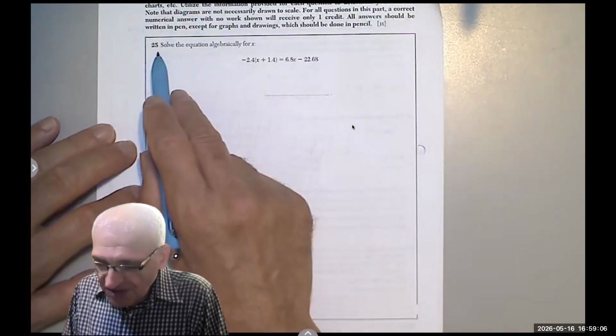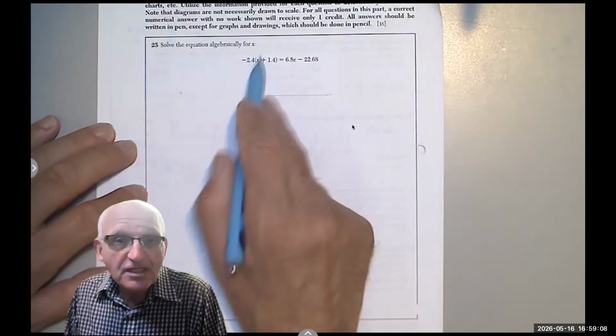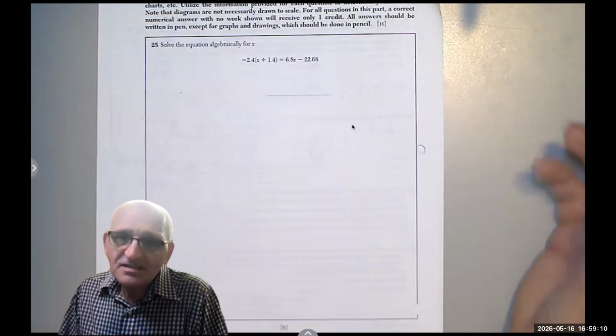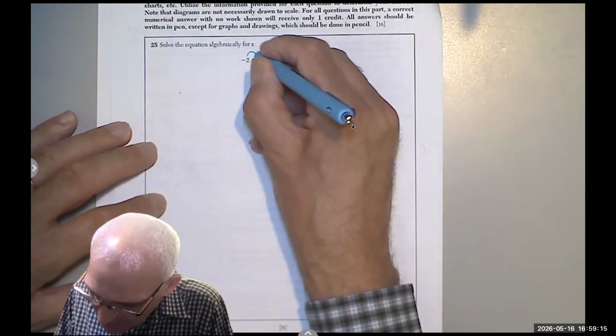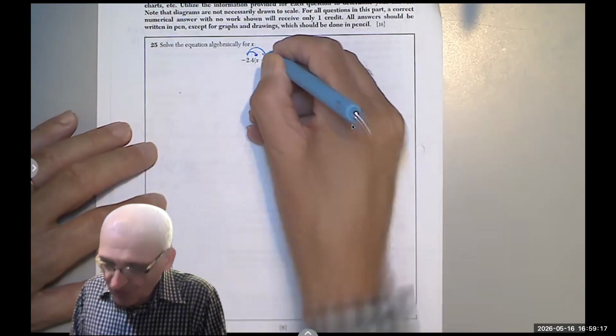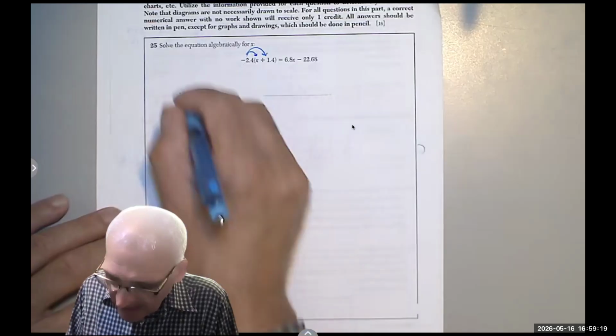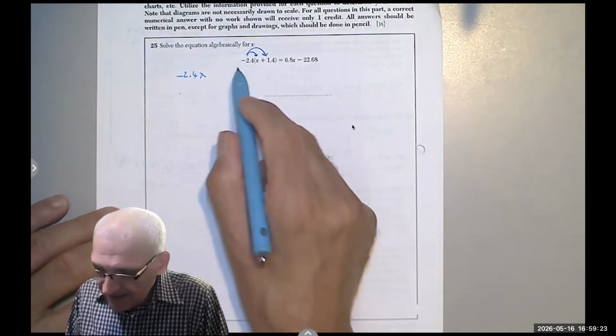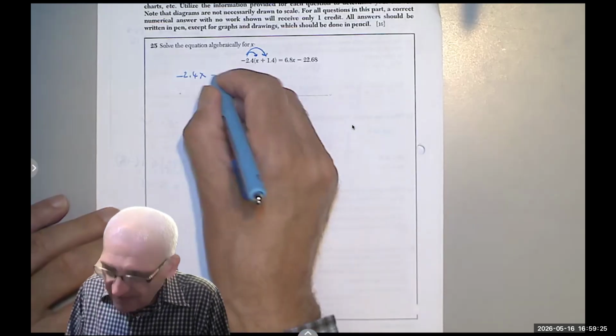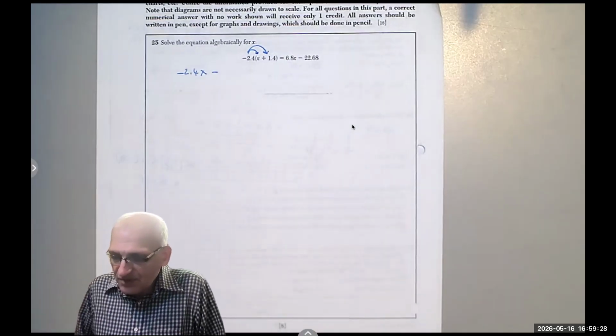So the first question says, solve the equation algebraically for x. And this is very simple algebra. So we start by distributing the negative 2.4. So you multiply negative 2.4 times x, you get negative 2.4x. And then negative times positive is negative. You multiply 2.4 times 1.4.